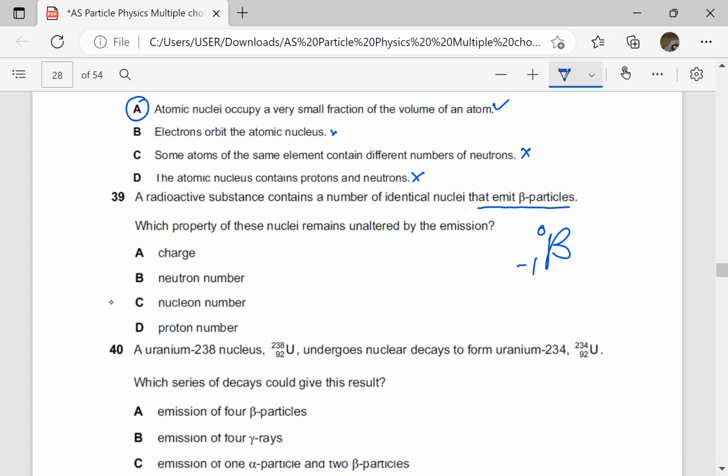So which property of the nuclei remains unaltered, remains unchanged? That is going to be nucleon number, because beta is 0, -1.